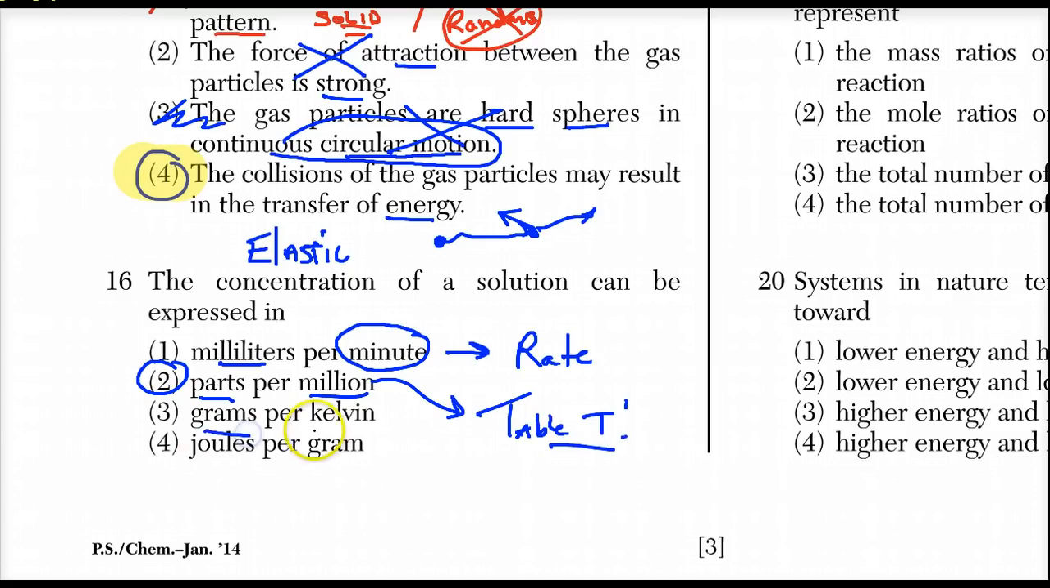Grams per Kelvin. That's mass per temperature. That's not going to be an answer either. And joules per gram, energy per gram, like heat of fusion. No, that's energy per how much of the substance is undergoing that change. That's not going to work. So the best answer is choice 2, but Table T shows you that too.